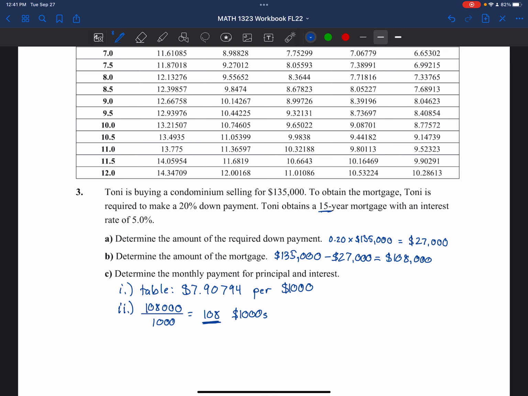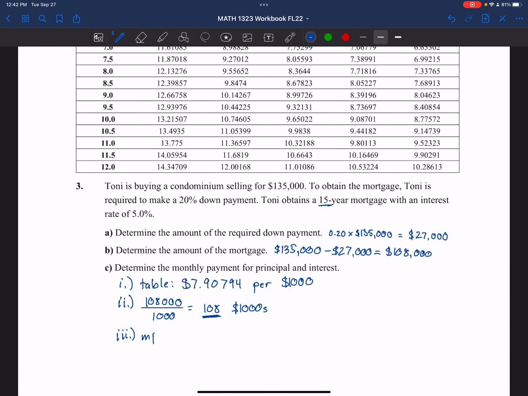In part 3, the actual monthly payment, this right here is a little bit different. Before it was the finance charge. This right here is our monthly payment because it includes both of them in that number, and you just multiply. So it's going to be 7.90794 times 108, and this will be $854.06. Again, this is per month. Whew, that's actually a pretty reasonable monthly payment.